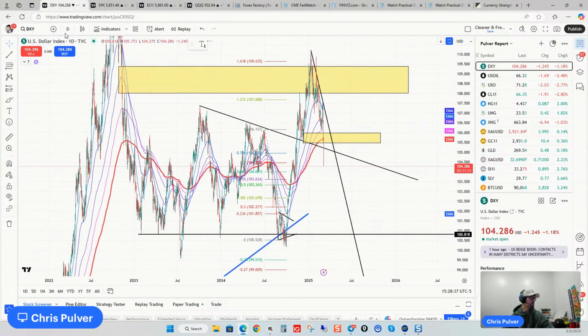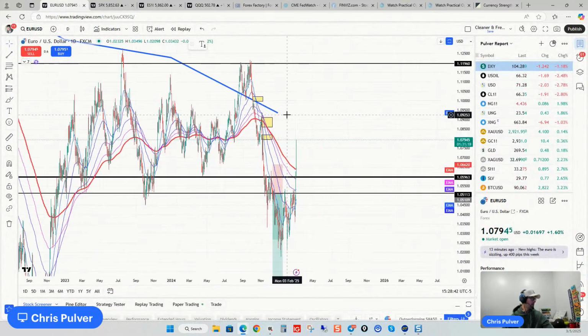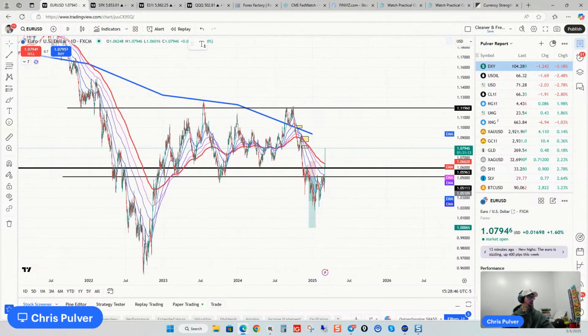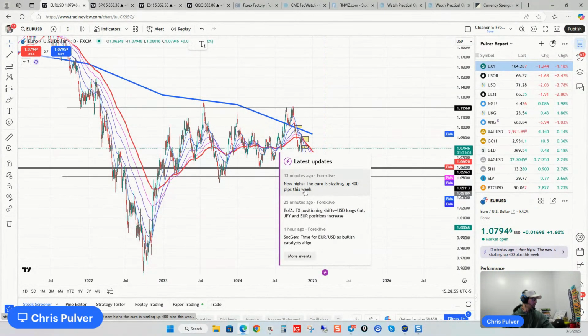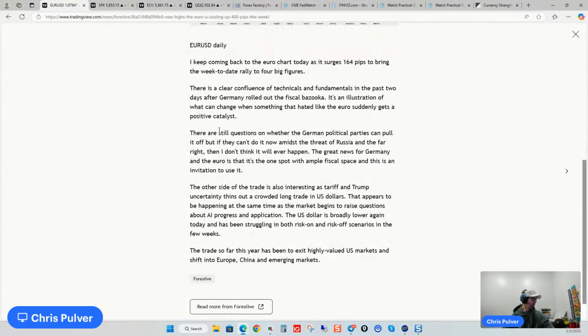So, dollar index versus euro dollar. Okay. Really, really aggressive move here the last 3 days. So I don't think that this is necessarily a stopping point for the euro dollar. In fact, what was the major news here? Positioning shifts, cut longs, bullish catalyst. I don't know if this has anything to do with tariffs. Clear confluence, technicals, fundamentals. Okay. Fiscal bazooka. Oh, there we go.